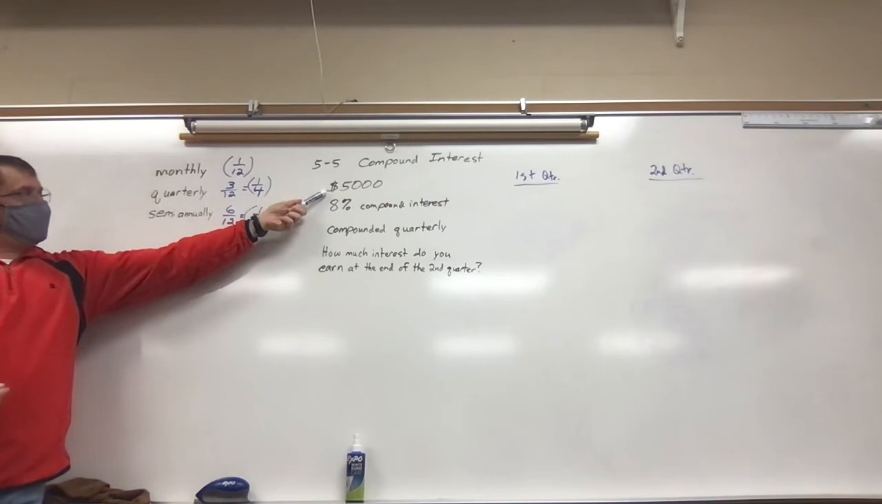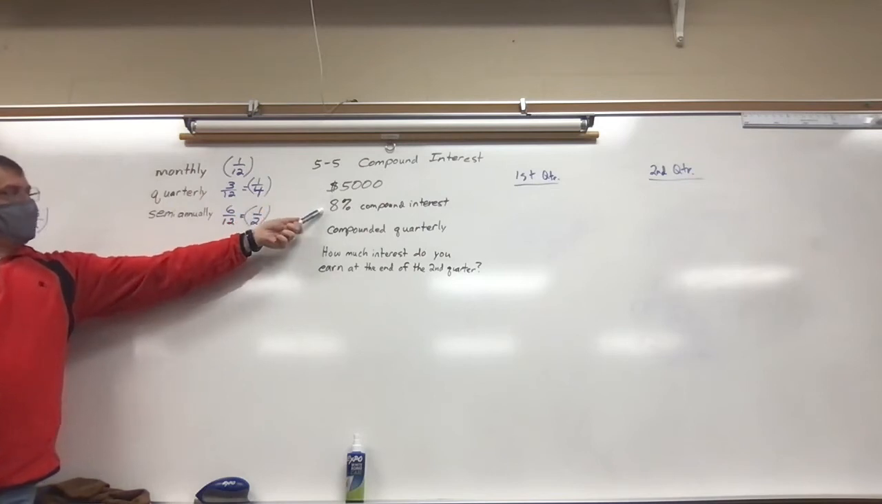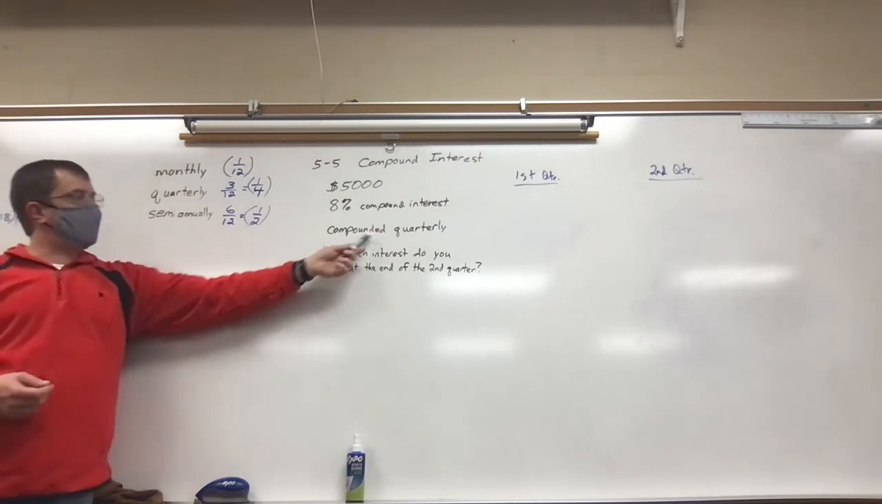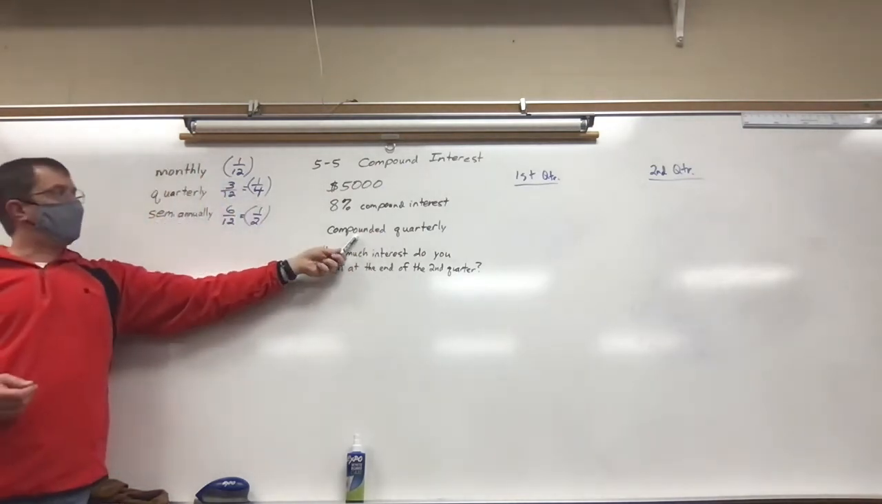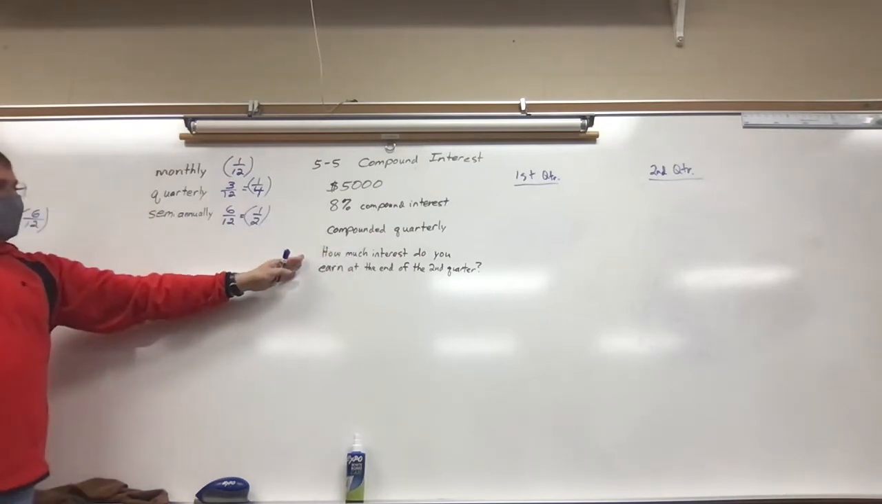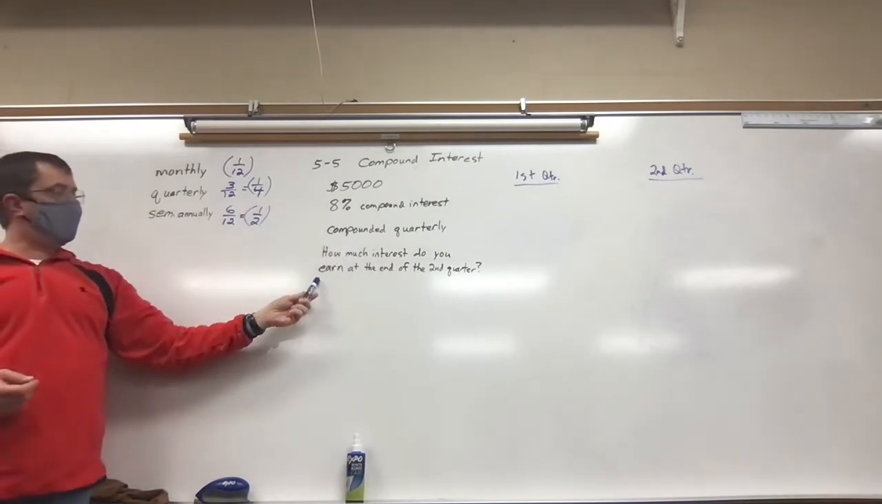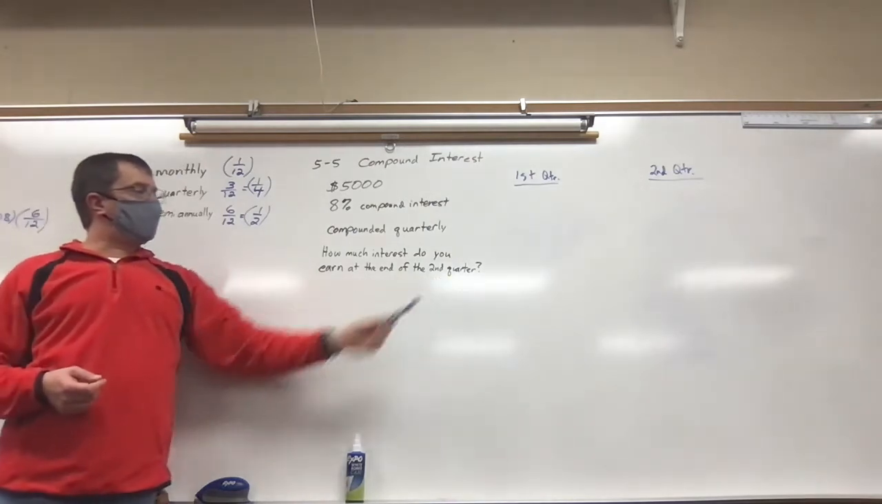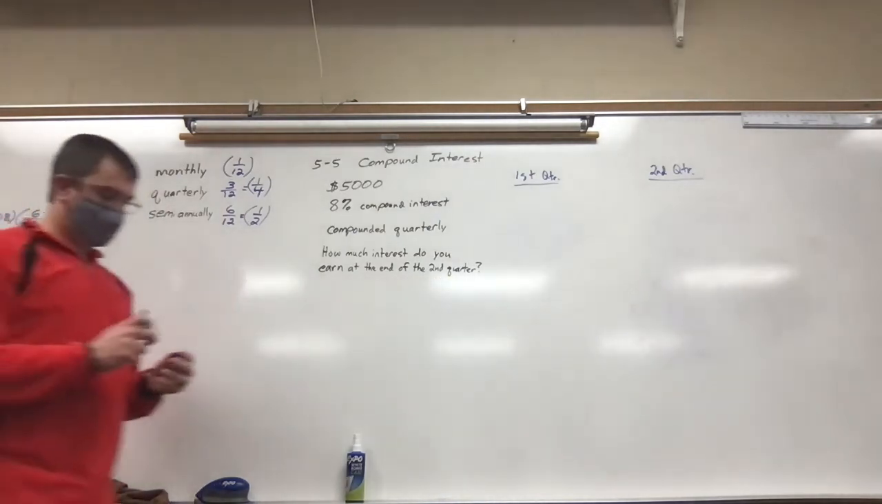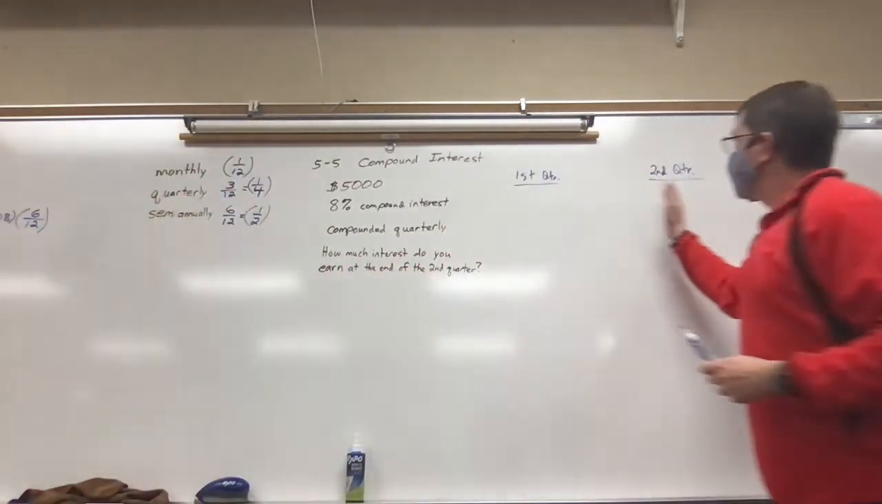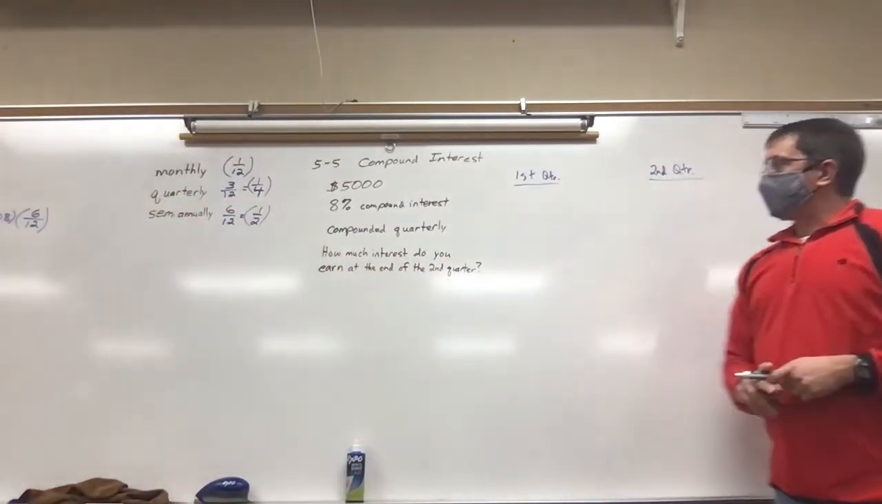So you're still going to be given a dollar amount for your principal. You're still going to be given an interest rate, which will change to a decimal. And then this time they're going to tell us compounded quarterly. So we're going to use our fractions here for the time. And the question they want to know here is how much interest are you going to earn at the end of the second quarter? So when you do compound interest, we're going to do it more than once. So here we're going to do it for 2 quarters because they want to figure out how much we have at the end of the second quarter.